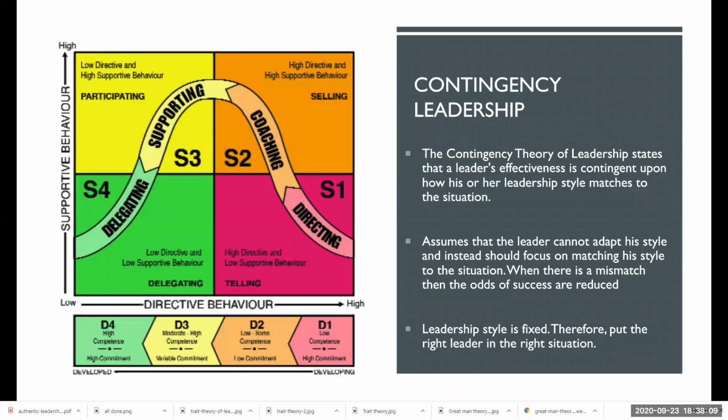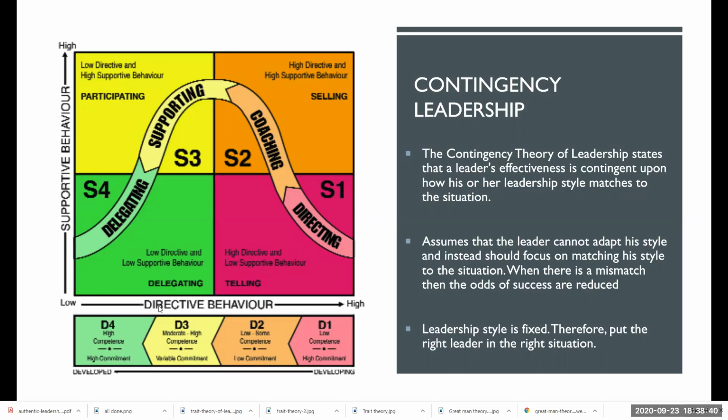Contingency leadership theories state that a leader's effectiveness is contingent upon how his or her followers match up to their leadership style. So once again, we're getting back to that idea of matching the right people. You can look at the grid to the left, and you'll see that for this particular leadership style, there are 4 types of leadership: participating, selling, telling, and delegating.